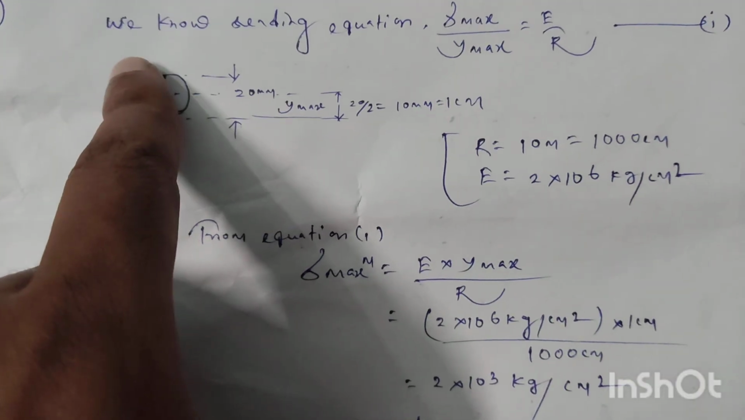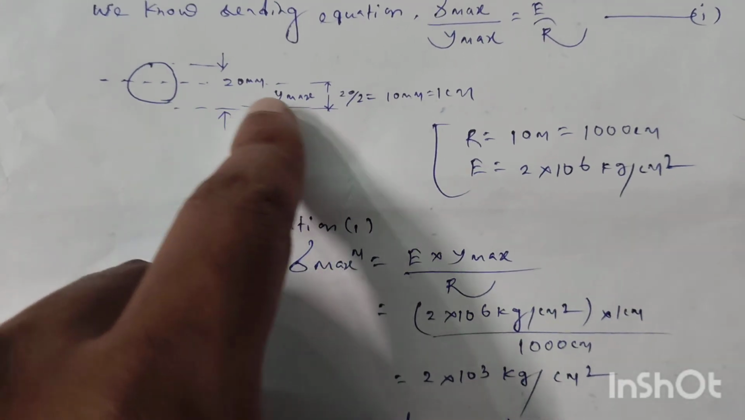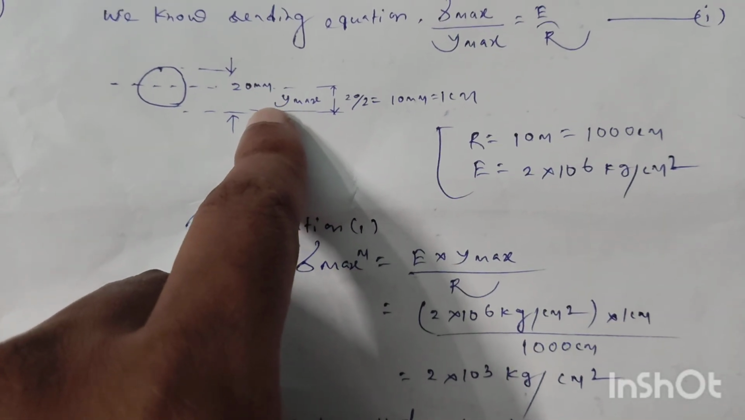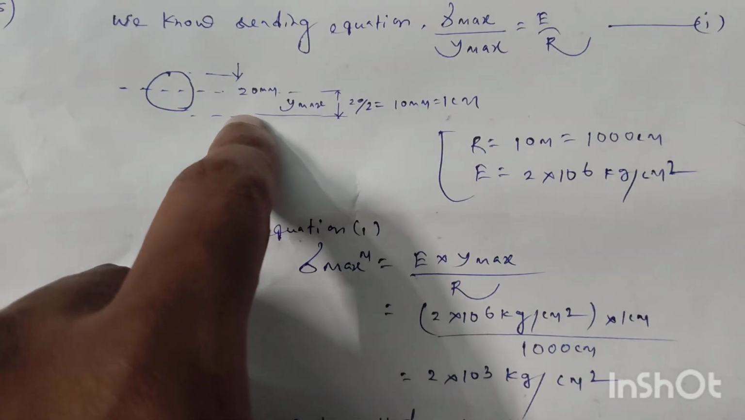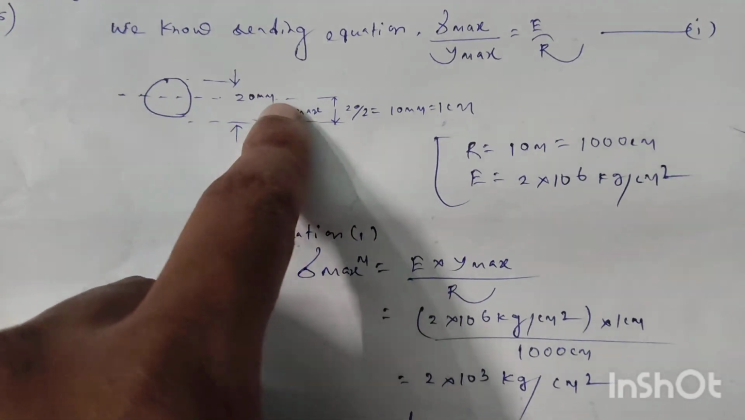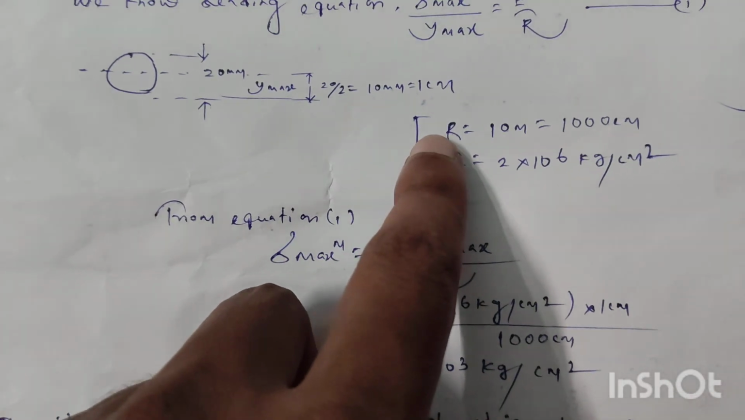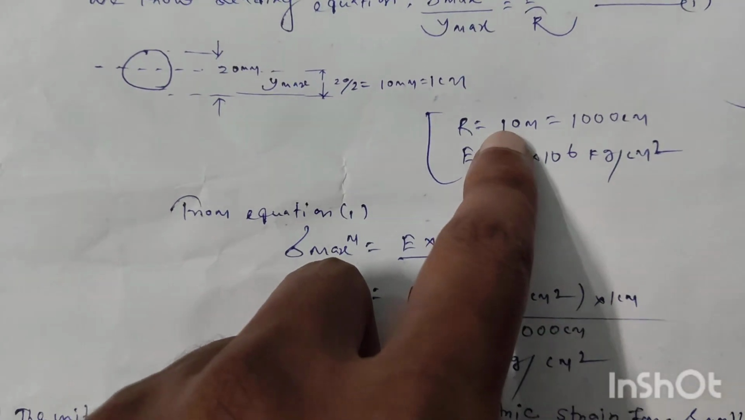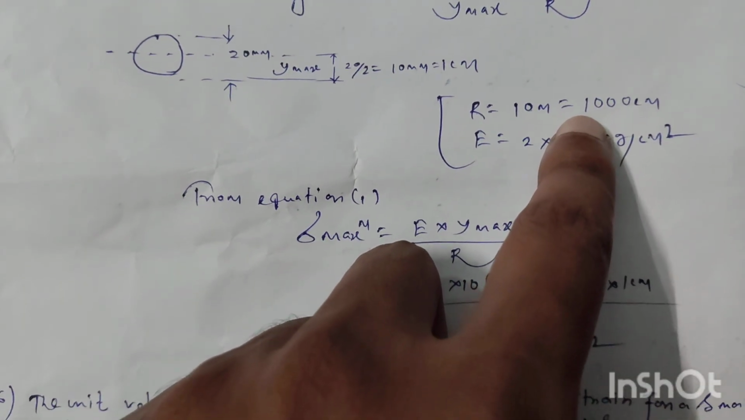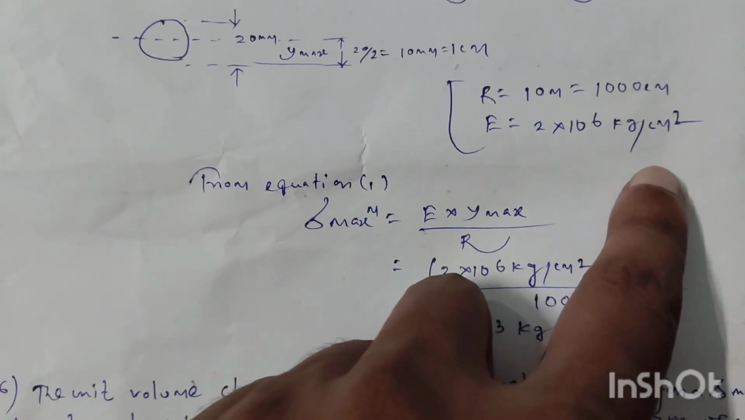This cross section is the cross section of the steel wire of diameter 20 mm. So y max will be equal to this distance, the distance between the bottom and the CG of the cross section. So 20 by 2 equals 10 mm, that means 1 centimeter, and the steel wire is bent into a radius of R equal to 10 meter, means 1000 centimeter. Young's modulus of the steel wire is equal to 2 into 10 to the power 6 kg per centimeter square.